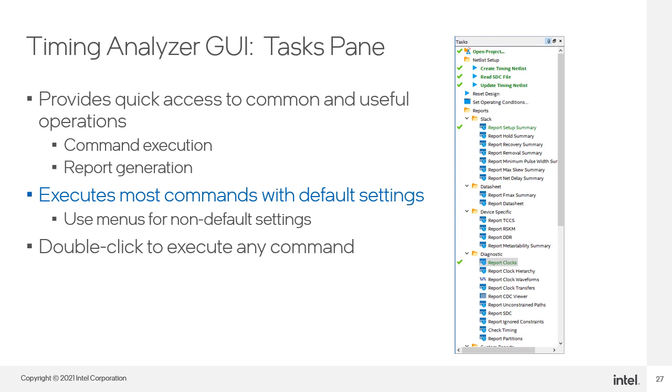There are default settings for the reports that you generate in the task pane. If you need something beyond the default, then you can run the same reports from the Reports pull-down menu and then enter the parameters that are of interest to you.